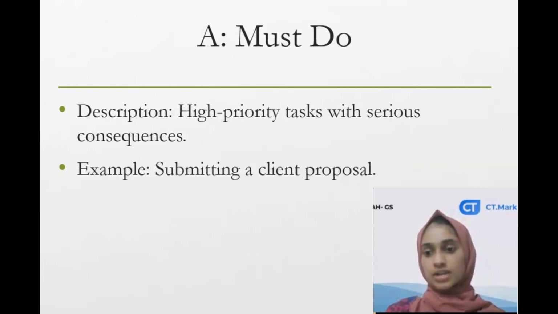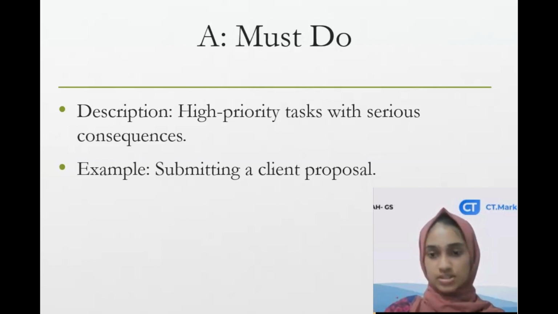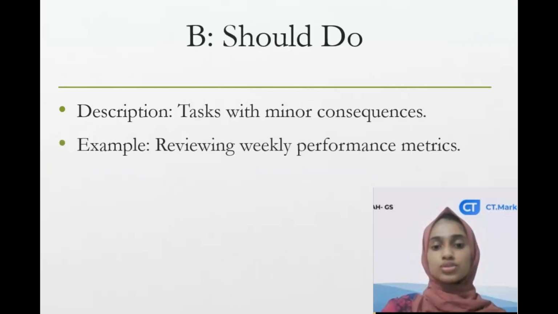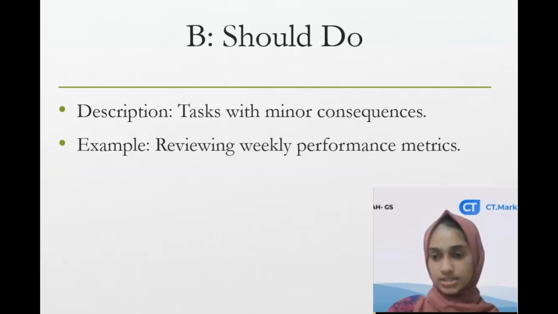Let's start off with A. A is a must do. The tasks that come under A have serious consequences if they're not completed, right? Next you go for B. These are should-do tasks. If you don't complete them, the consequences of not completing them are minor.